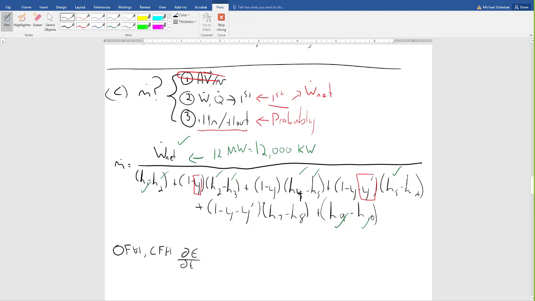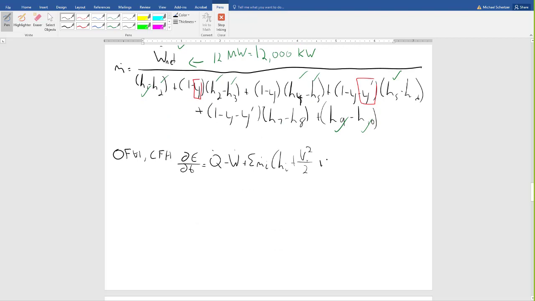dE by dt is equal to Q dot minus W dot plus the sum of m dot in times h in plus v in squared over 2 plus gz in, minus the sum of m dot out times h out plus v out squared over 2 plus gz out. Right, now for these feed water heaters, we're going to assume steady state.